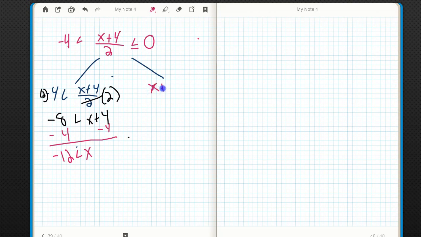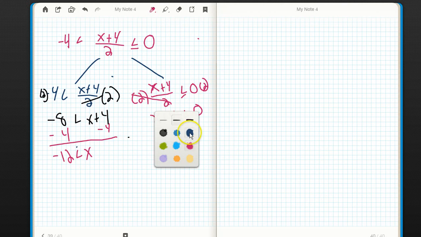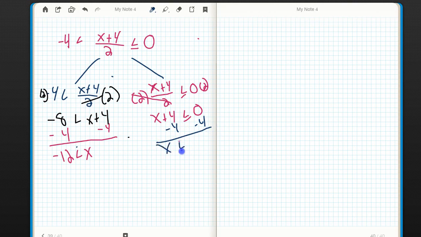We have x plus 4 over 2 is less than or equal to 0. Again, multiply both sides by 2. These cancel out. So you're left with x plus 4 is less than or equal to 0 times 2, which is 0. Good job. Gold stars for everybody. So we have minus 4. So we have x is less than or equal to negative 4. So we have negative 12 is less than x, which is less than or equal to negative 4.